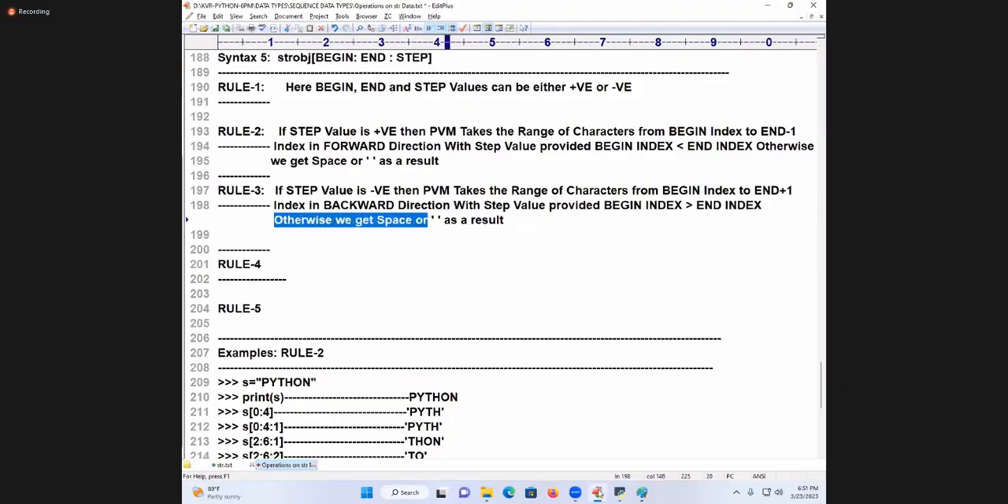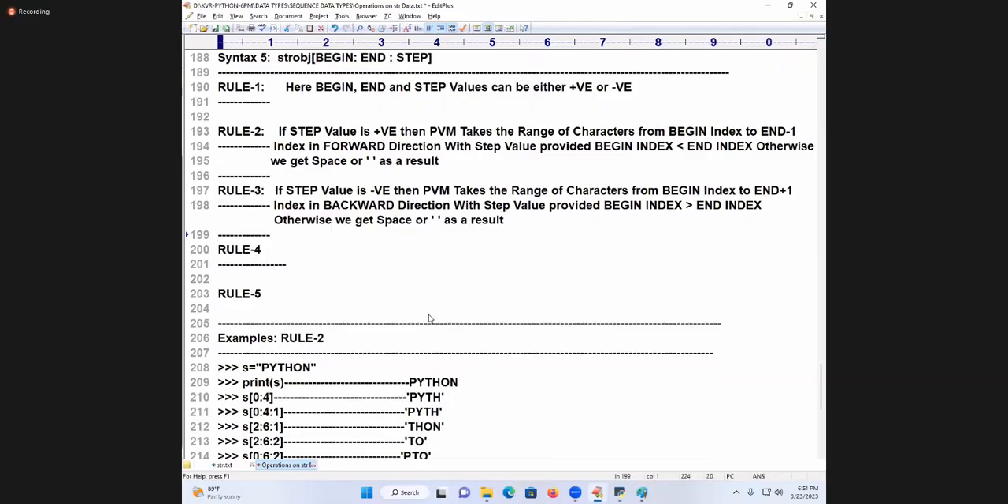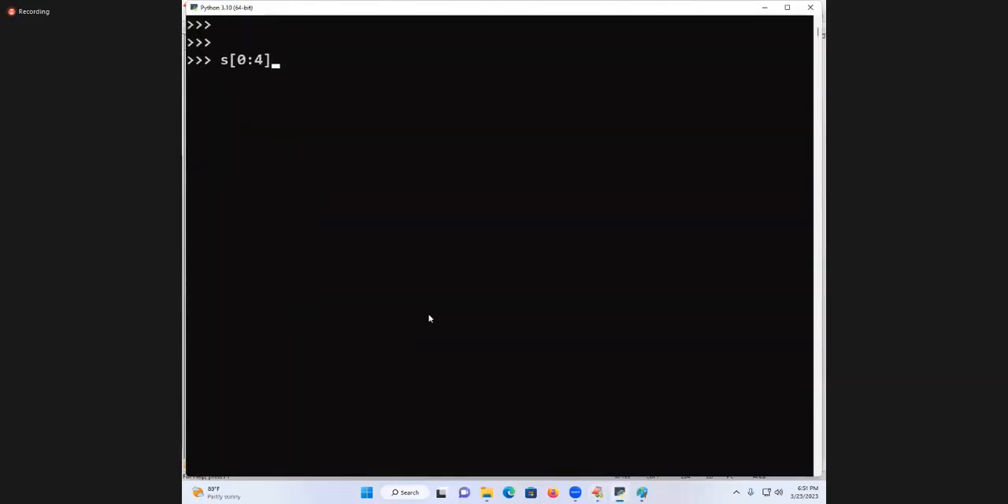Get it? Go back. There is no tension at all. Relax. Now I will form the question. First, let me explain to you. Print of S of colon. What is the answer? Come on.